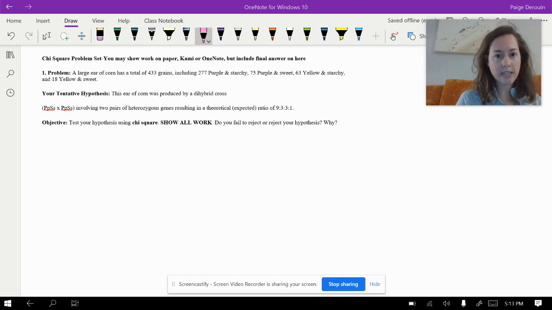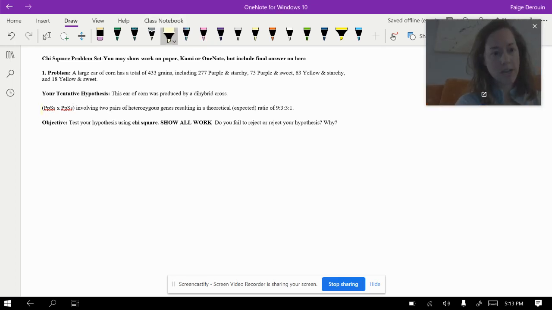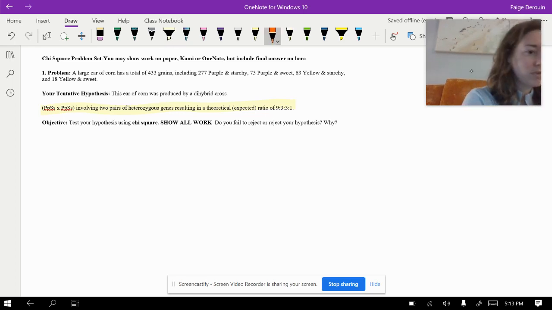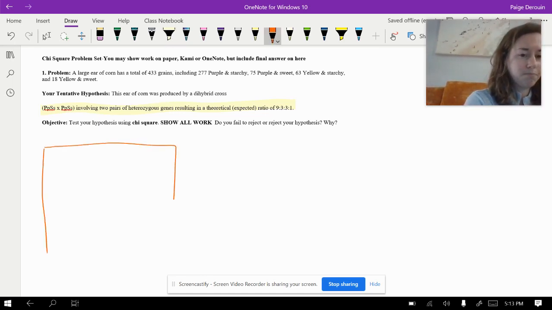This one's really nice because it tells you straight up right here that you're going to expect a 9 to 3 to 3 to 1 ratio, which is always going to be true if you find that you have two heterozygous individuals as your hypothesis. But sometimes you will not find that, and so you have to actually solve the Punnett square. So what I'm going to do is solve the Punnett square so that you can see how I would do it in case you need it.